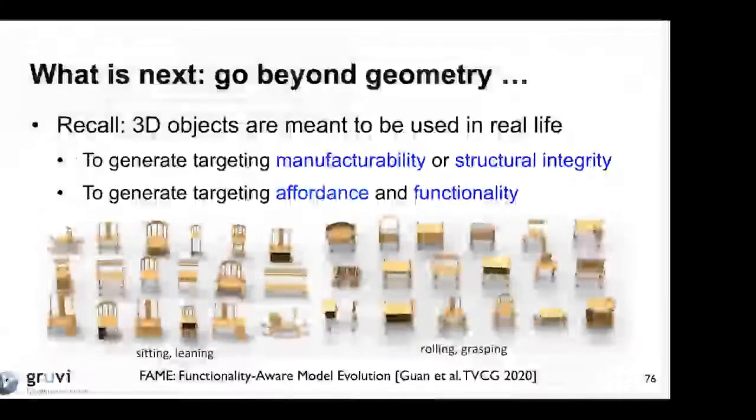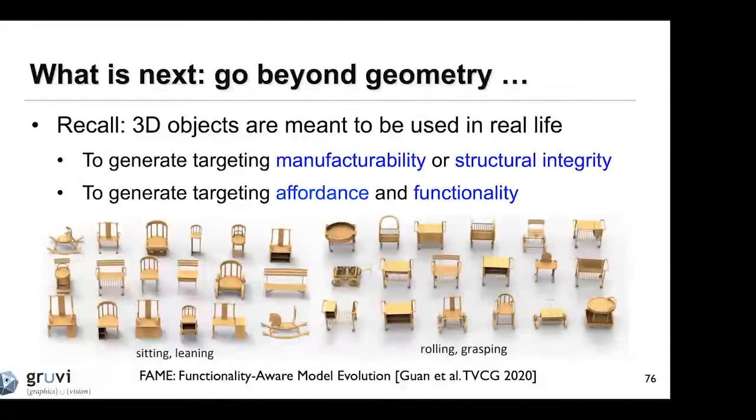This work, which I'm showing over here, has nothing to do with deep learning, but it was the first attempt to generate furniture that is functional using some kind of evolution and remodeling. But to define a neural model for generating things which are functional and can be manufactured, all these things I think are open questions.